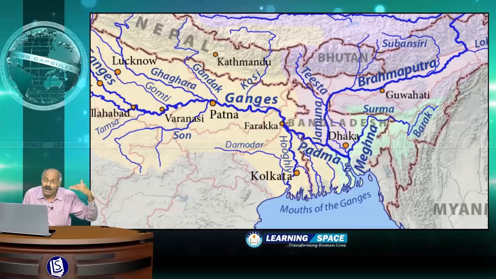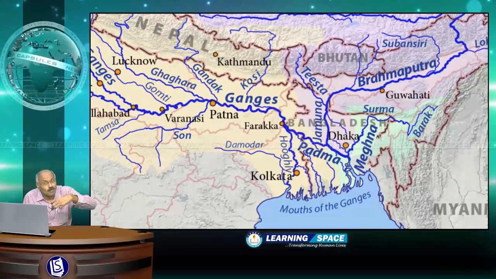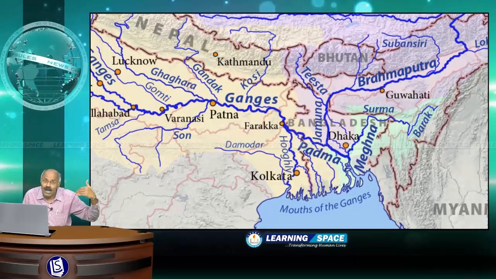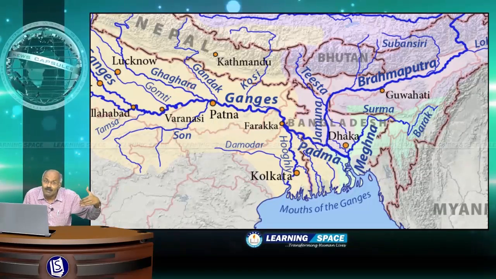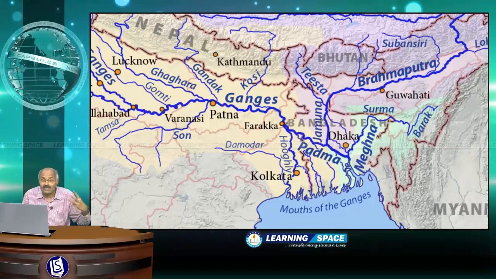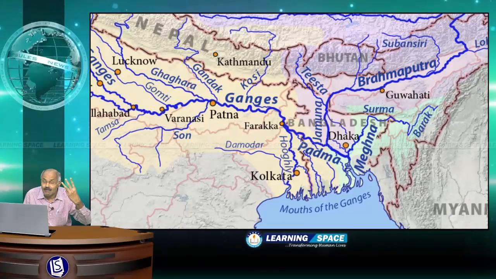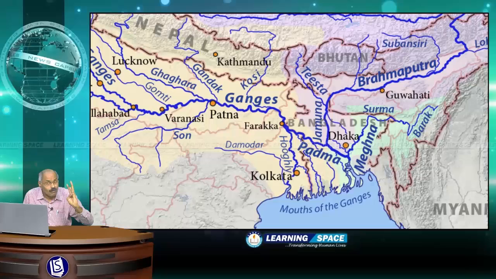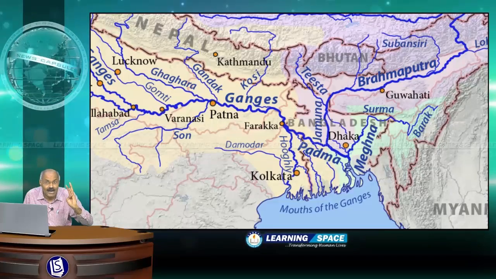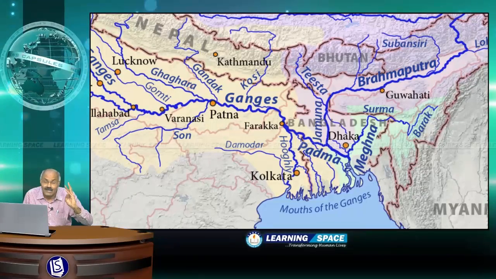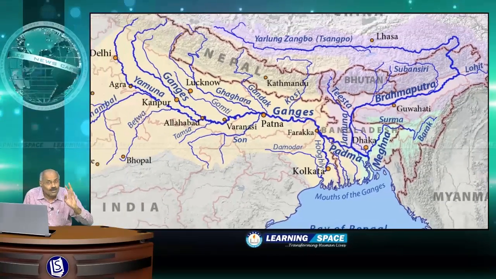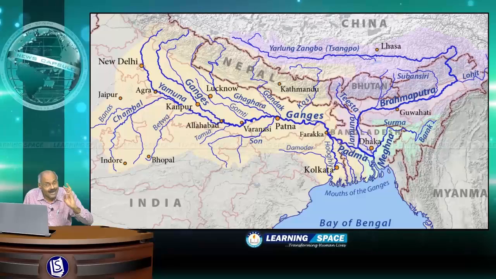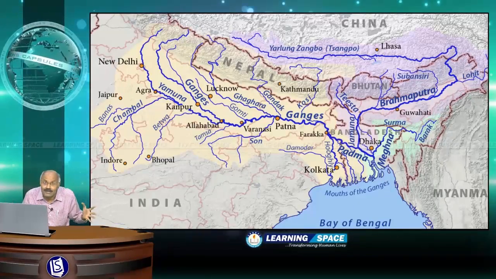The name of Ganga river in Bangladesh is Padma. The name of Brahmaputra in Bangladesh is Jamuna. And third important river is there in Bangladesh, that is the Meghna. So 3 important rivers are there in Bangladesh. One is Padma. Padma means in India its name is Ganga. Second one is Jamuna. Its name is Brahmaputra in India. Third one is Meghna. So Padma, Jamuna, Meghna. These 3 are important rivers in Bangladesh.